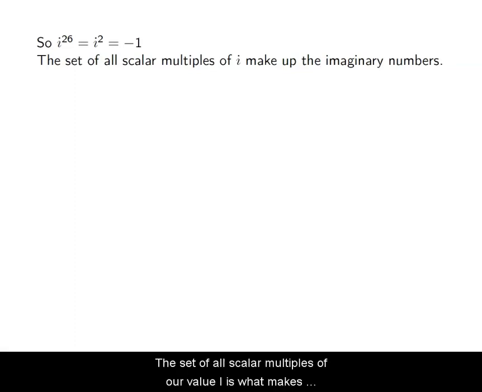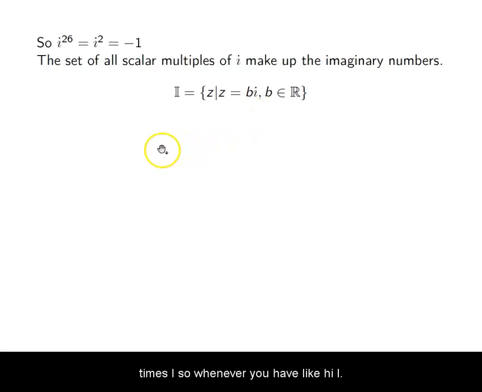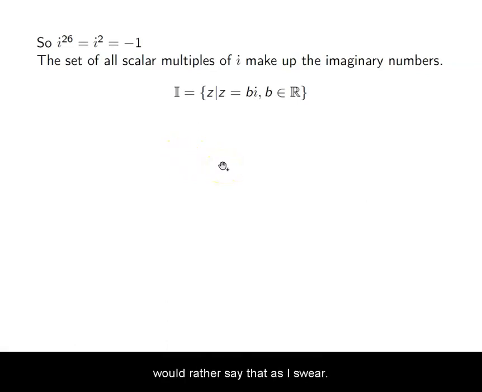The set of all scalar multiples of our value i is what makes up the imaginary numbers. Okay, so an imaginary number is defined as a number z such that z is equal to some real number times i. So whenever you have something like pi i, or i square root 3, with the i on the outside, 5i, -2/3 i, all of those are in the set of imaginary numbers.